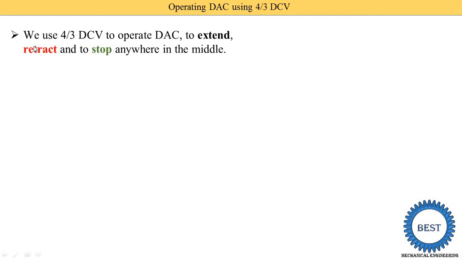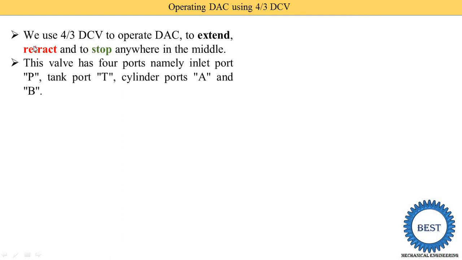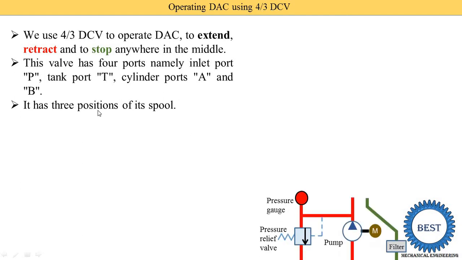This valve has 4 ports, namely inlet port P, tank port T, cylinder port A, and cylinder port B. You already know that, which is why I have not explained the ports in detail. It has 3 positions of its spool. Why 3 positions? Because its name is 4x3, so the second digit is 3, which means 3 positions are possible.